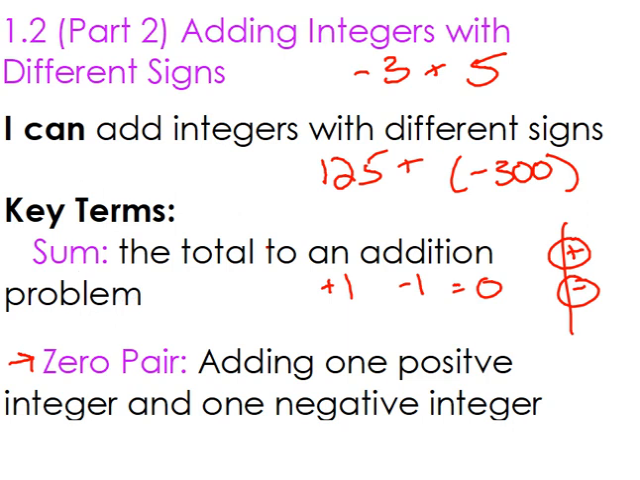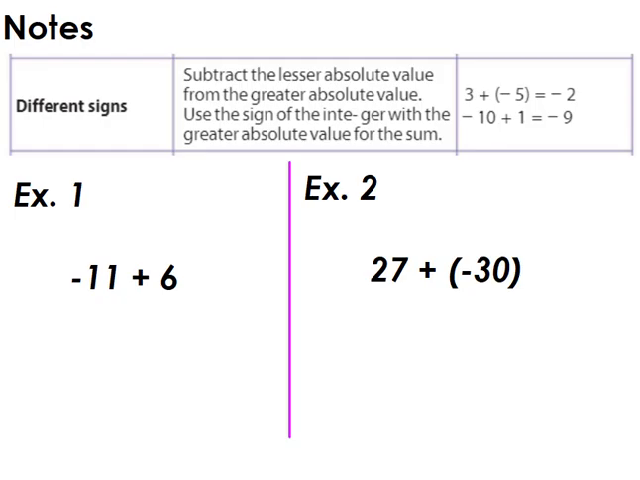Okay. So here we go. We are adding numbers with different signs. Let's look at example 1, and let's look at these notes up here at the top for different signs. When I'm adding numbers with different signs, we subtract the number with the smaller absolute value from the number with the greater absolute value. So we basically subtract the smaller number from the larger number.